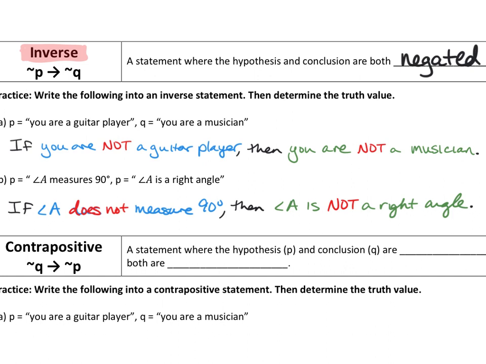But what we didn't do on number 1 or 5A and 5B is talk about the truth value. Because the truth value is going to change for each of these conditional statements depending on what the if-then statement is. So for A, it says, if you are not a guitar player, then you are not a musician. Is that true or false? False. Tell me why. Okay, for the next one, if an angle does not measure 90 degrees, then it is not a right angle. True or false? True. Yeah, we know that it has to be 90 degrees to be considered a right angle.